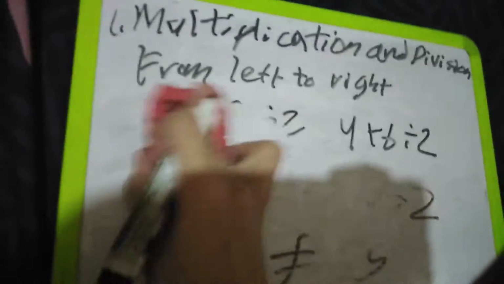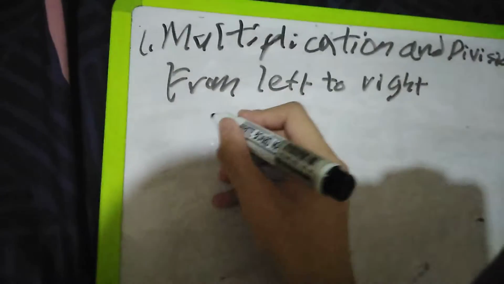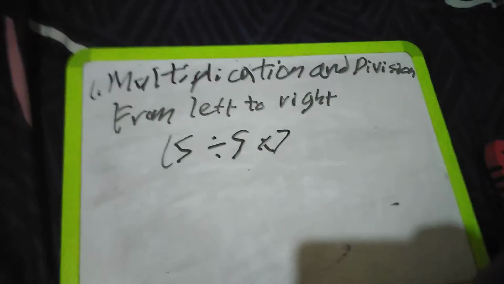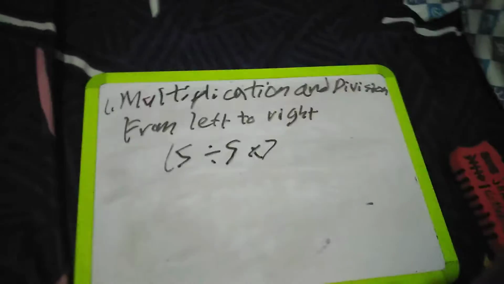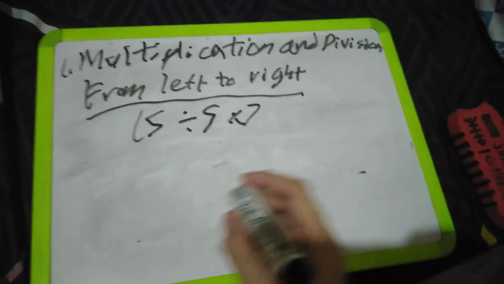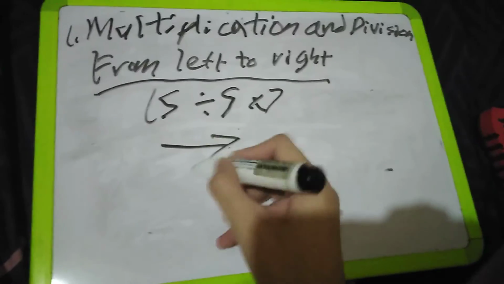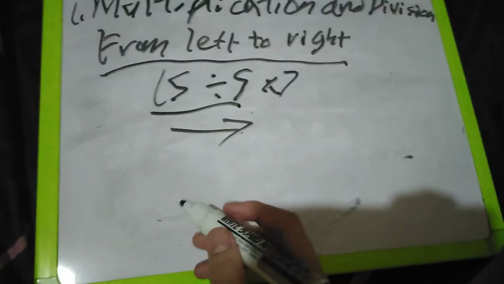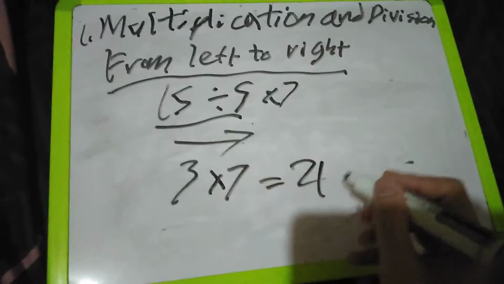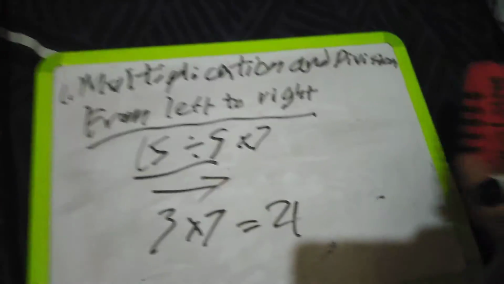Now, what if the operation has both multiplication and division? Say something like this. Well, as you can see, it says we have to do from left to right. So we have to do from the left to the right. So this goes first, which answers to 3, and we multiply it by 7. So the answer is 21.